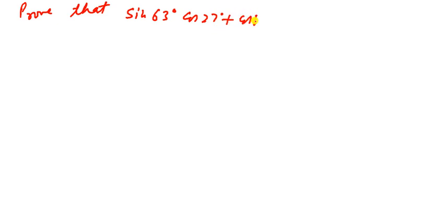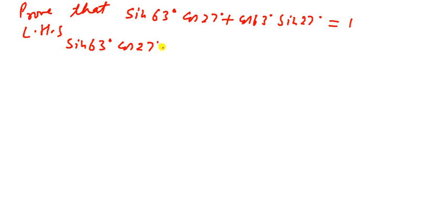So you can do it very well. Now some other questions you can do. Now come to the prove that questions. How can we prove in these questions? So the first question is prove that sin 63 degree cos 27 degree plus cos 63 degree sin 27 degree is equal to 1.